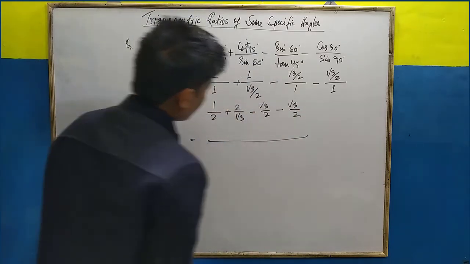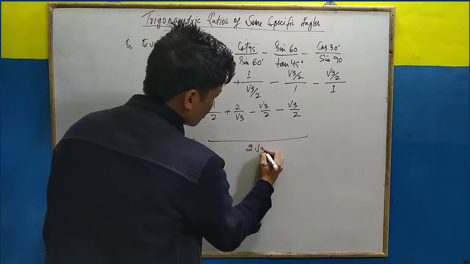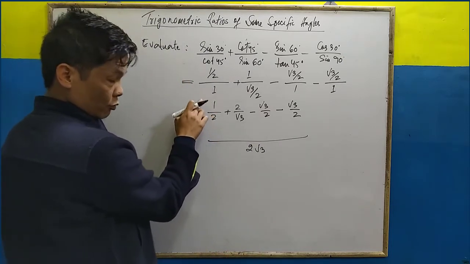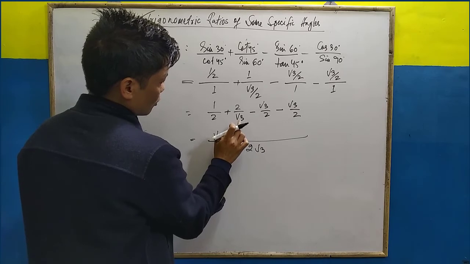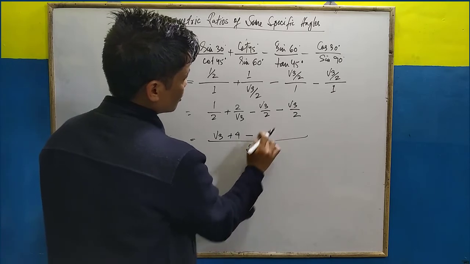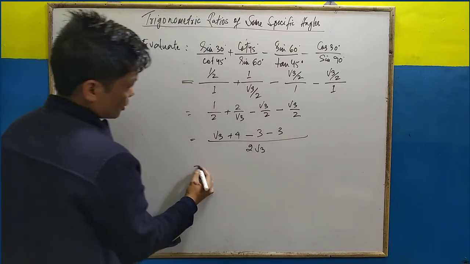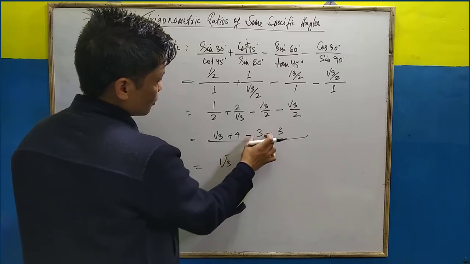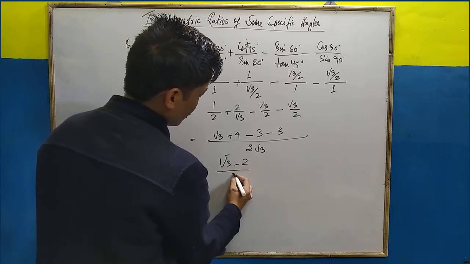So what will be the LCM of 2 root 3, 2 and 2? It will be 2 root 3. So from here, how much will be in the denominator and the numerator? 2 times root 3 is 2 root 3. So it will be root 3 plus 2 times 2 is 4, minus, here I'll get root 3 times root 3 is 3, and root 3 times root 3 is 3. So this is root 3, 3 minus 3 is 6. Minus 6 plus 4 will be minus 2 by 2 root 3.